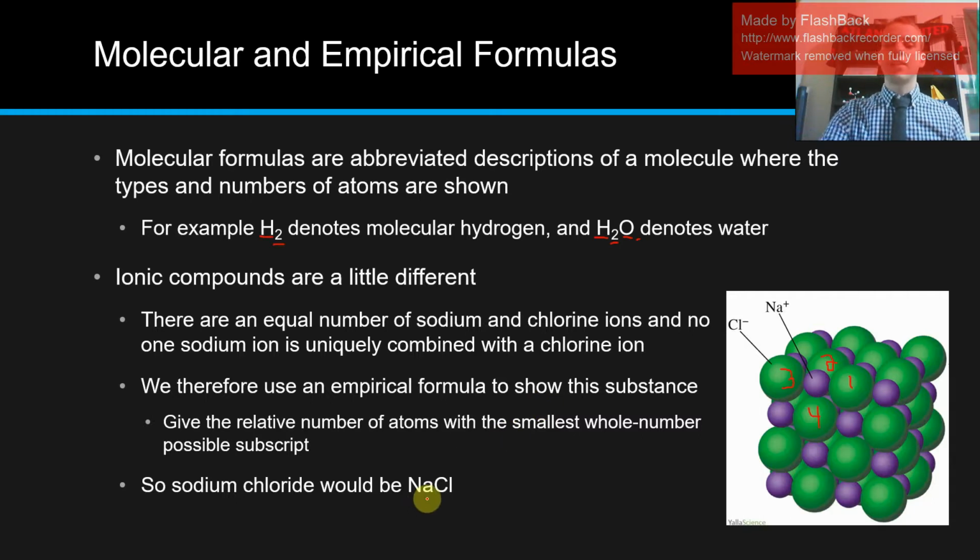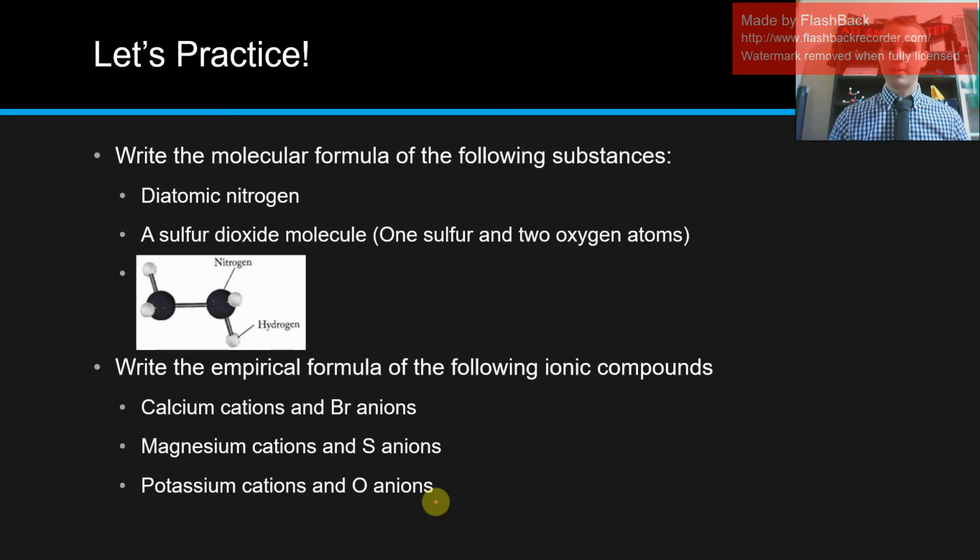So what do I mean when I say the relative number of atoms with the smallest whole number possible subscript? For example, we can see that for every 1 sodium ion, there's exactly 1 chlorine ion. So it's a ratio of 1 to 1. We have a 1 to 1 ratio where the smallest possible whole number is 1. So we have understood values of 1 here. So why don't we practice this?